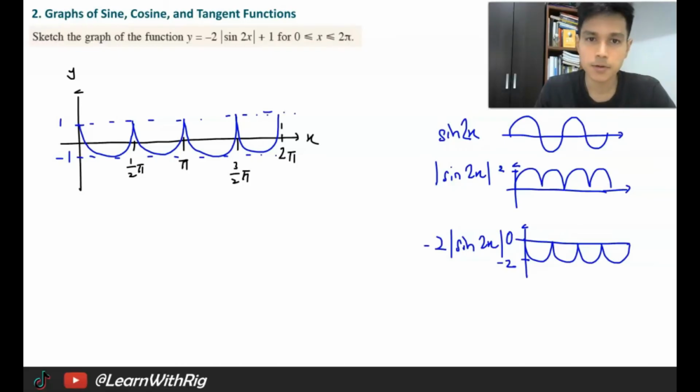And yeah, that's about it, I guess. There's nothing else to label anymore. So of course, write your graph. Y equals to -2 modulus sine 2x plus 1. Okay, this is how your graph should look like. Clear? Right, next.